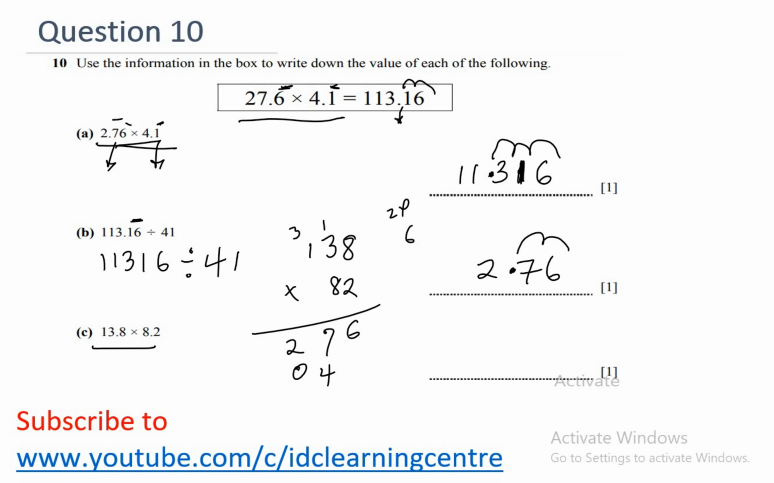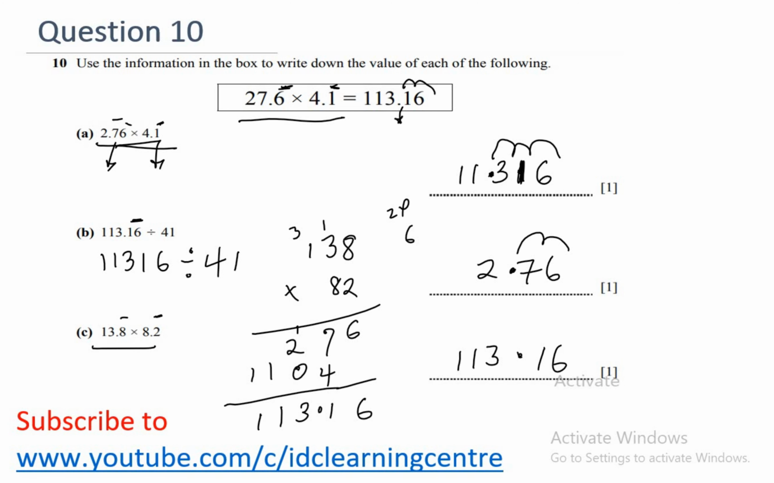8 times 1, 8 plus 3, 11. So our answer will be 6, 7 plus 4, 11. 1, put 1 here. 2 plus 1, 3. Bring down this 1, 1. We have how many decimal? 1, 2. So my answer will be 113.16.